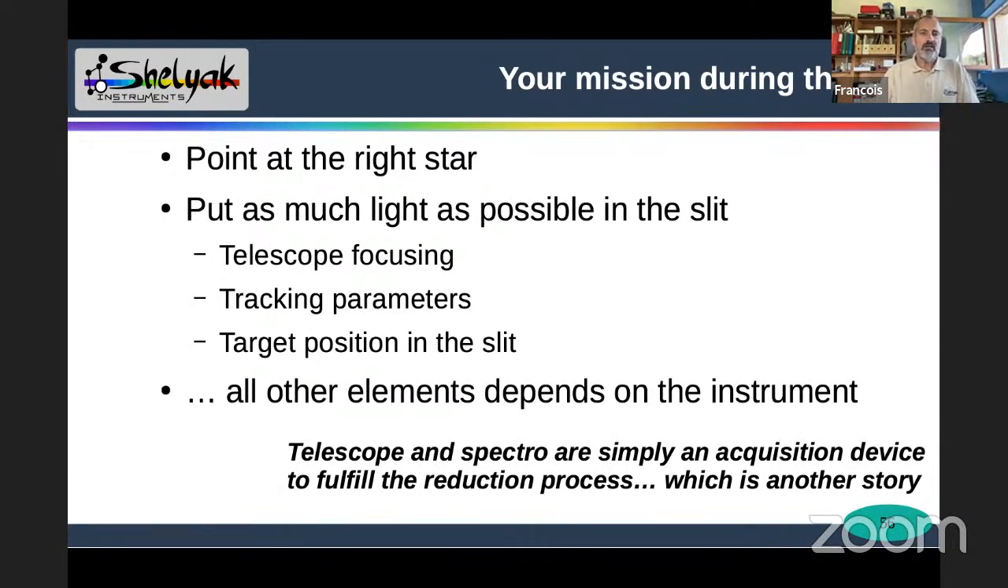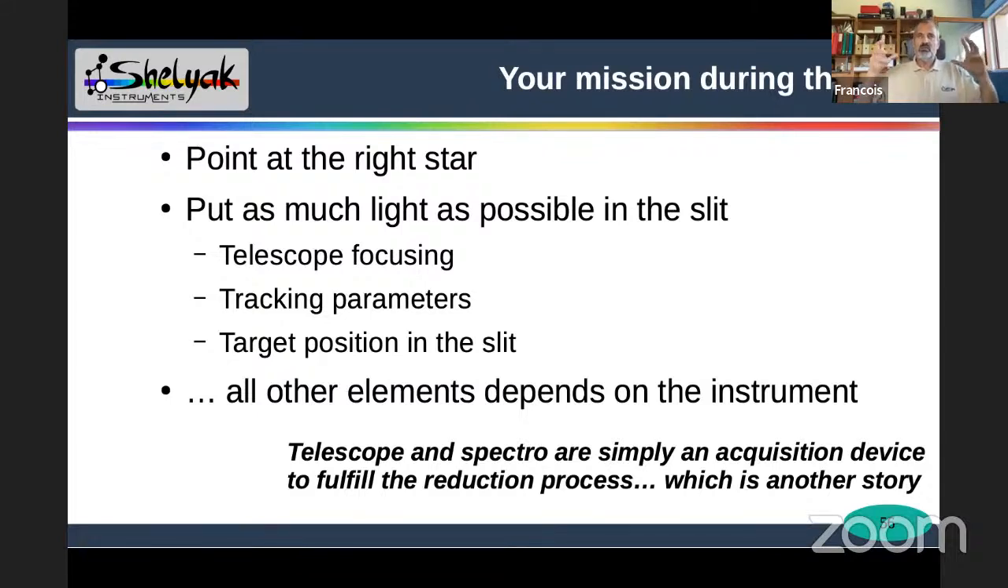Okay, and well, that's it. All the other elements depend on the instrument. And finally, also keep in mind that the telescope and the spectroscope are just acquisition devices to fulfill the reduction process. So I'll not talk about the reduction process today, but this is a very important part in the observation.